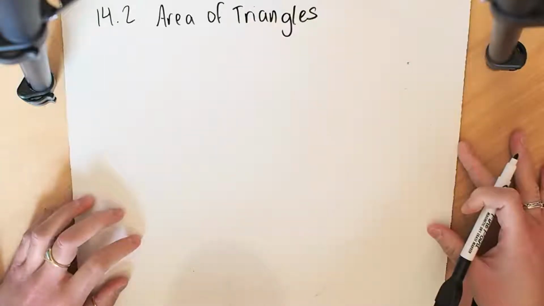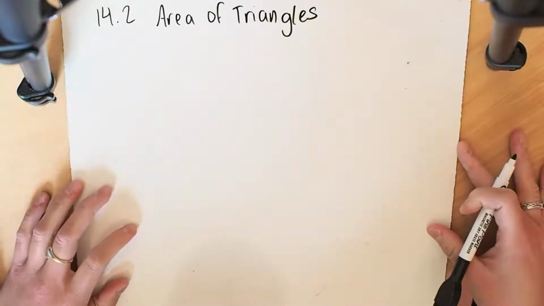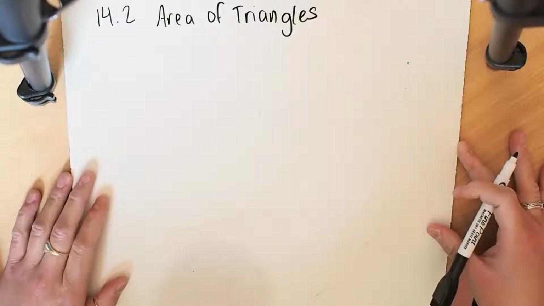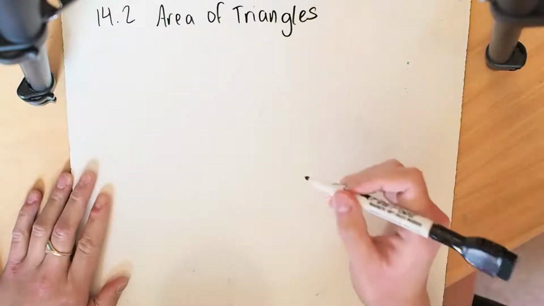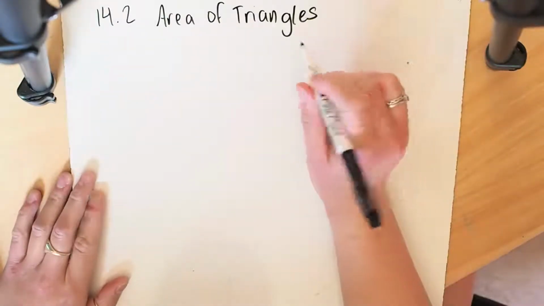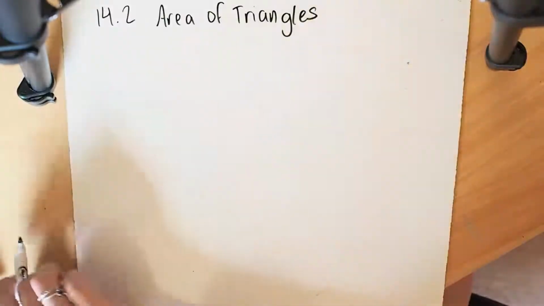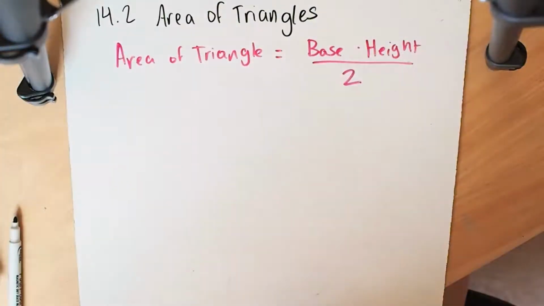Yesterday we talked about finding the area of parallelograms and rectangles. Today we're going to be talking about area of triangles, which is almost exactly the same. Here's the formula you're going to need to know. The area of the triangle is the base times the height, all divided by 2.